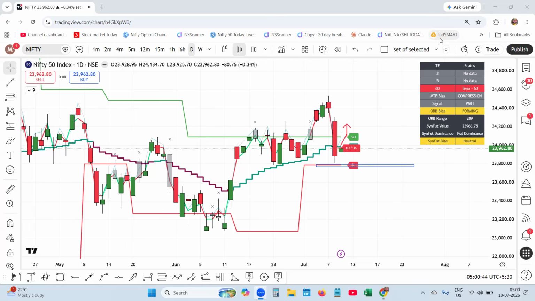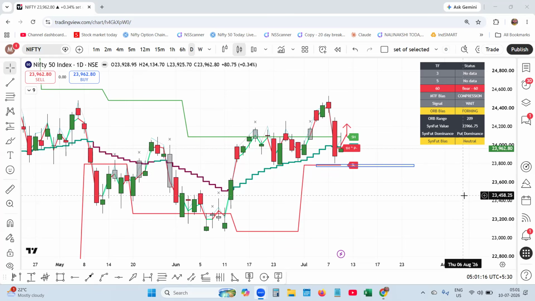So here in this example, I've used synthetic future along with the Nalini Loren system. Nalini Loren system gives you market structure. It is visible. That's why I use Nalini Loren system. It gives you swing high and swing low, internal range filters and also ORB. Here on the table you can see ORB bias. It is forming.